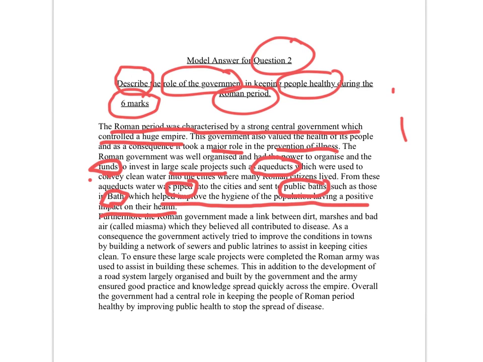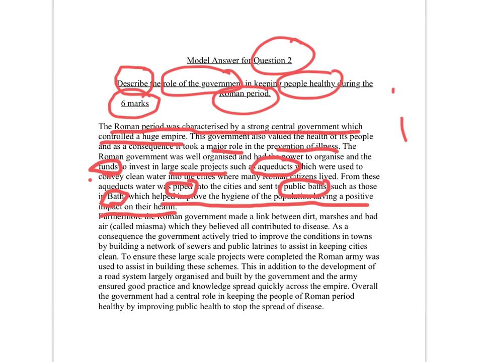Now, obviously, that key paragraph is talking about the role of the government and them having money in order to invest in specific examples of public health. And that public health is about keeping people healthy, keeping the conditions in the city good. But we want to now write a second paragraph.